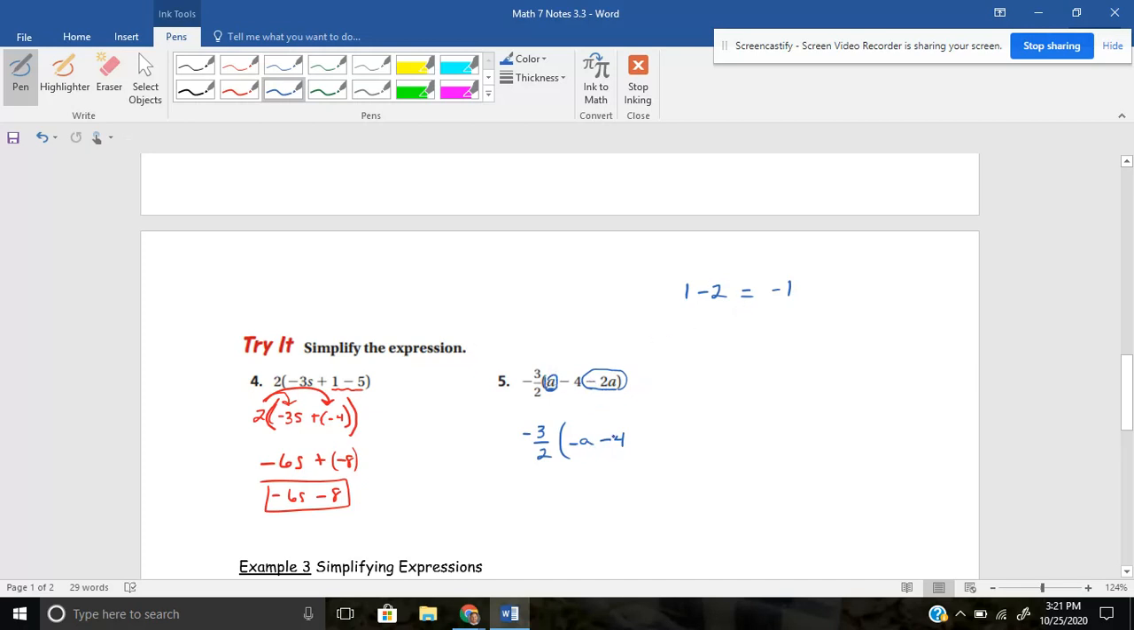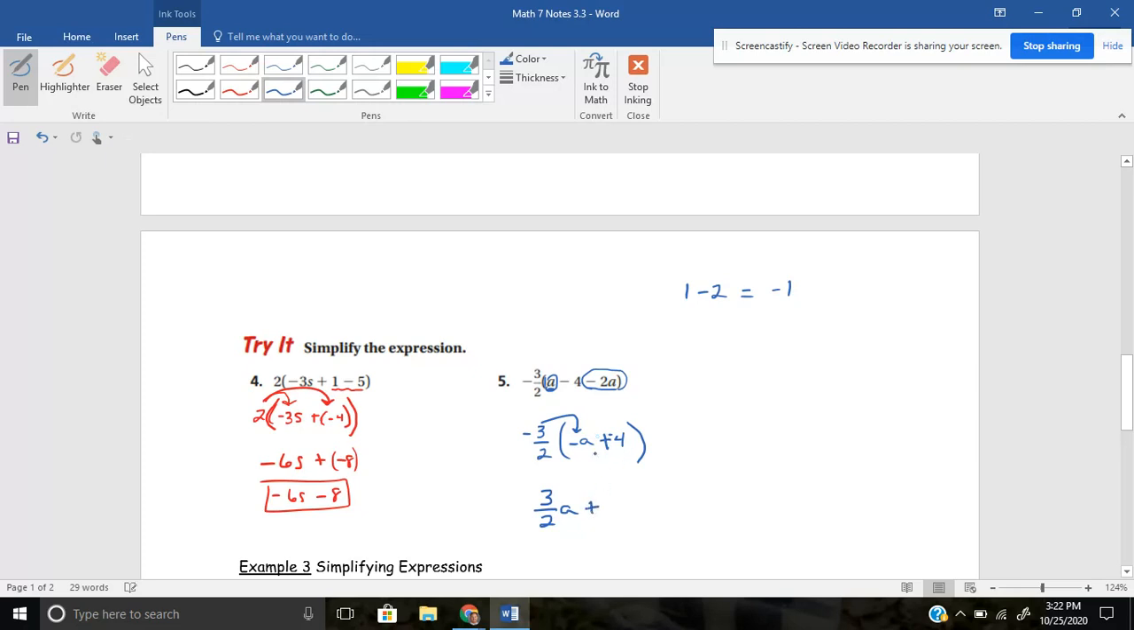1 minus 2 to get negative 1a. All right, I can think about subtracting 4 as adding negative 4 if that helps me. They're the same. And then I just need to distribute. So negative 3 halves times negative a. I have the same sign now, so that's going to give me a positive answer. So 3 halves a. Again, this is the same as negative 1. So 3 halves times 1 is just 3 halves.